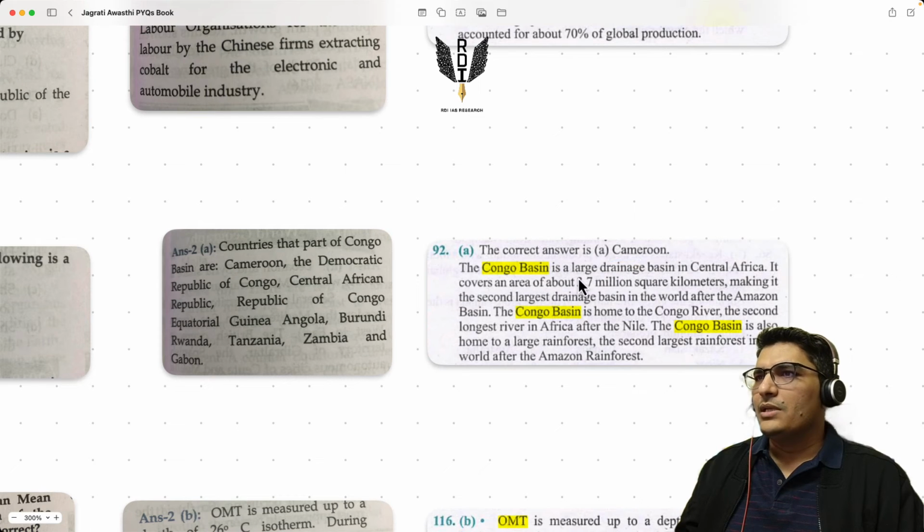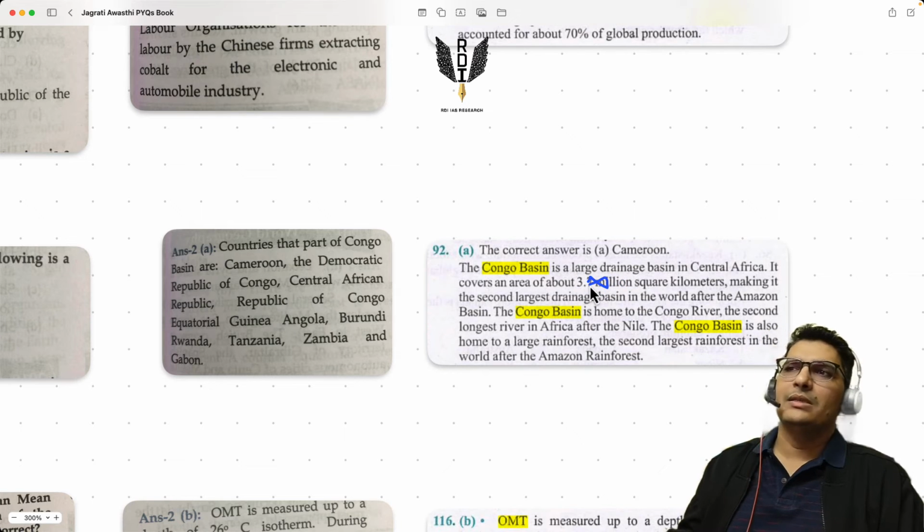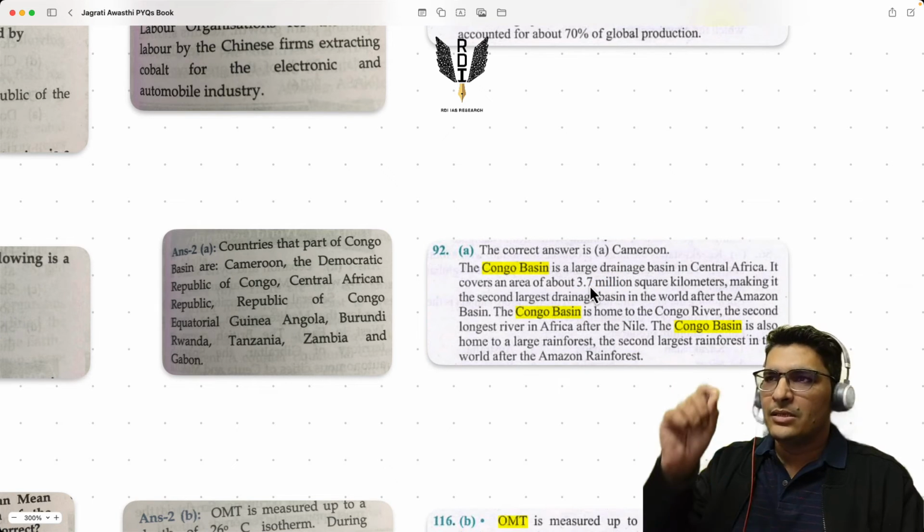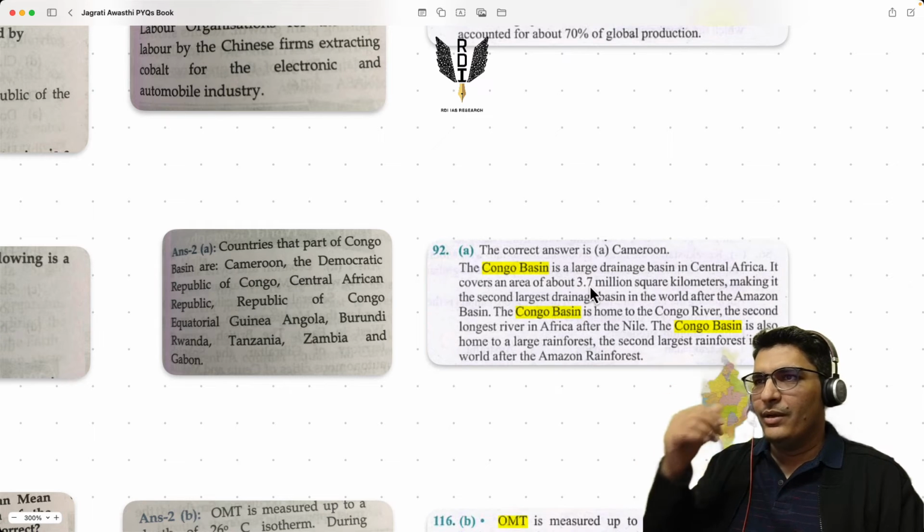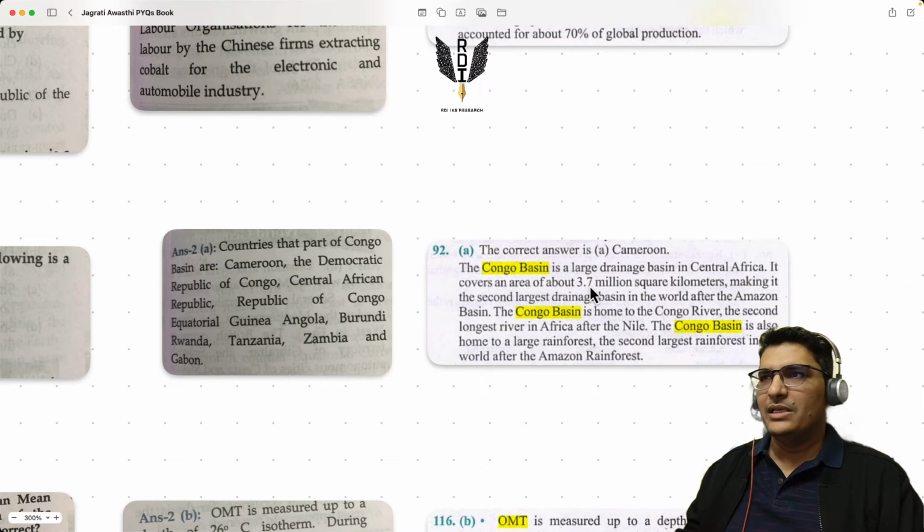Okay, the Congo Basin is a large drainage basin in Central Africa. Chalo, okay, they gave it, but it's pretty general. Everybody already knows it. 3.7 million square kilometers, not needed. Not needed. This adds unnecessary stress to a student's life. Okay, whoever is not aware of PYQs, has not practiced PYQs, will start mugging up these figures. These are never asked in the exam.